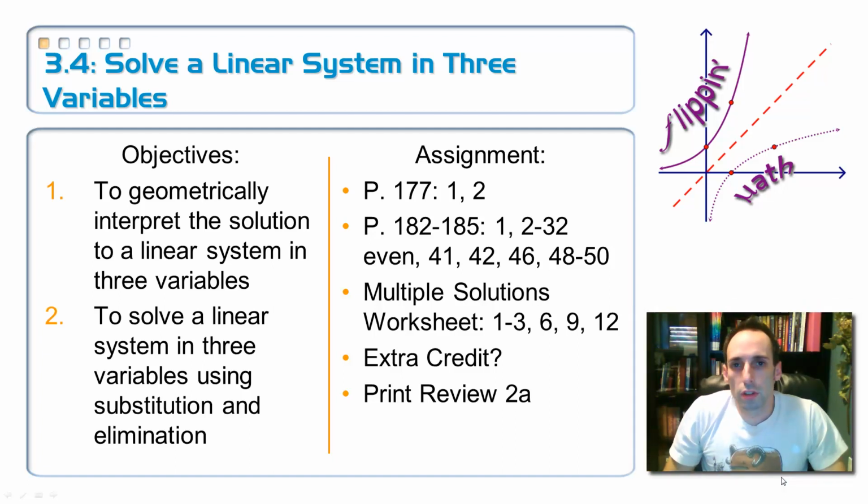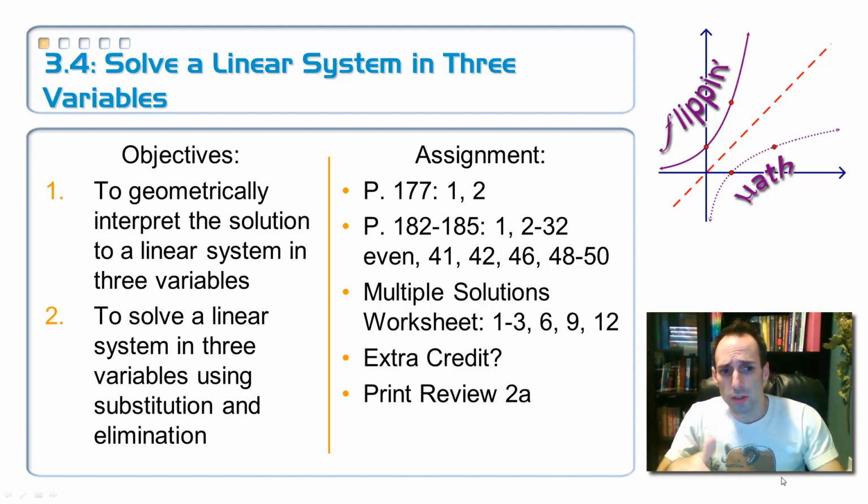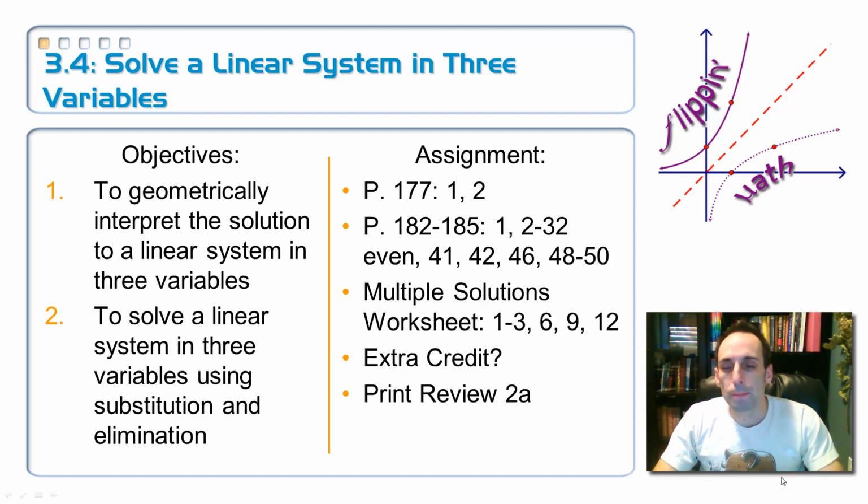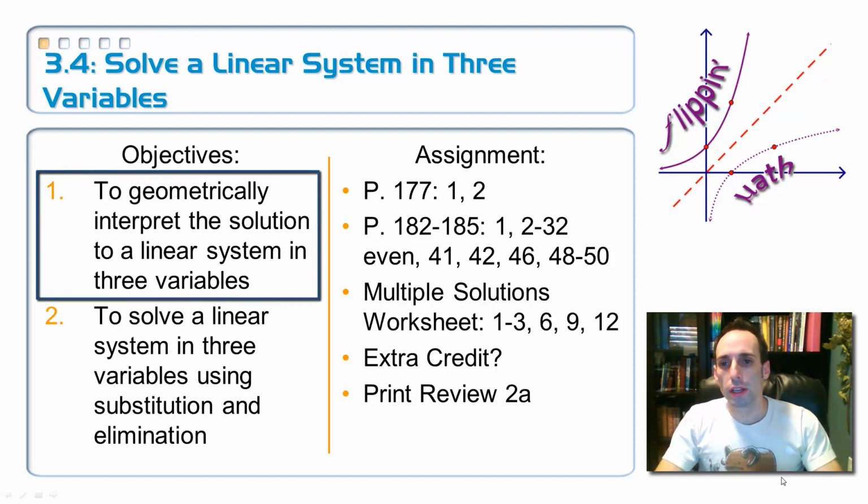Okay, so here's your lesson on solving linear systems with three variables. We've done two variables before, you know, x's and y's, and we solve them by substitution and elimination. Now we're doing the same thing with three variables. We're going to throw in a z-coordinate in there to completely confuse you and maybe blow your mind a little bit. So objective one is to geometrically interpret the solution to a linear system in three variables.